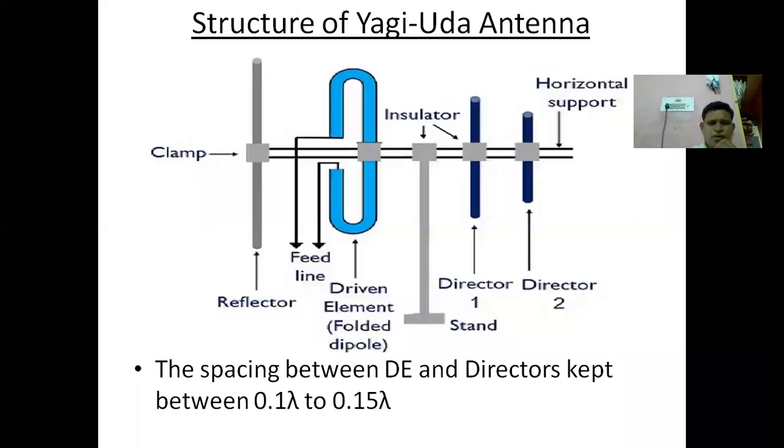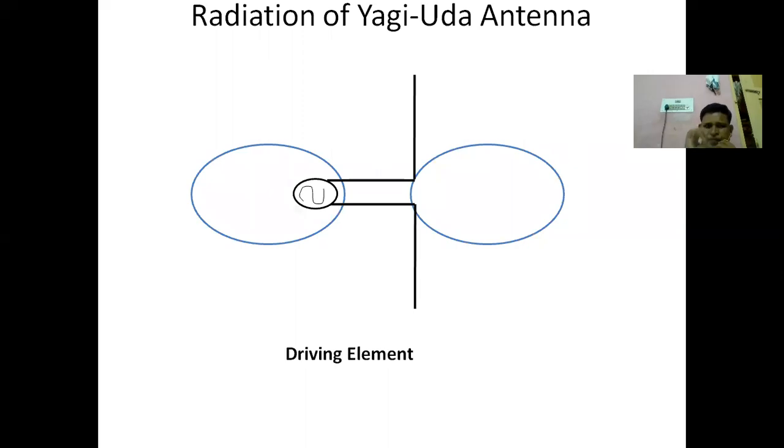Now individually we'll see the radiation pattern of this Yagi-Uda antenna. Suppose this antenna has only the driving element. Let us say this driving element is the folded dipole, without the reflectors and directors. If you give the input signal to this folded dipole, we will get the radiation pattern like this.